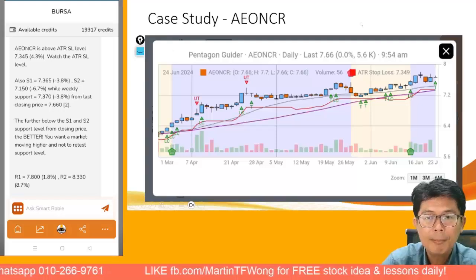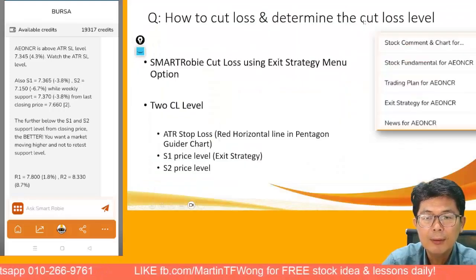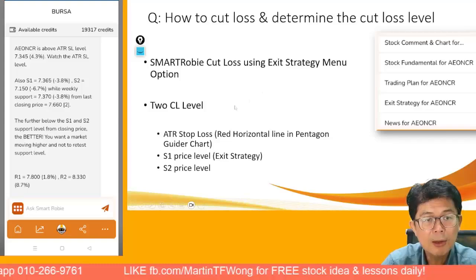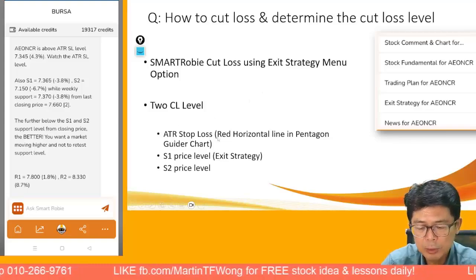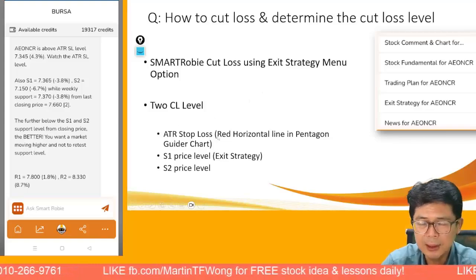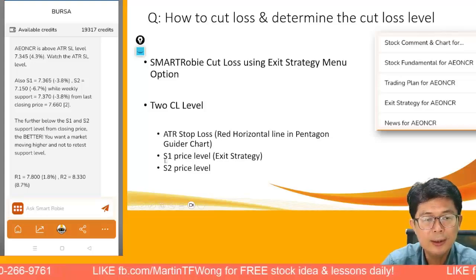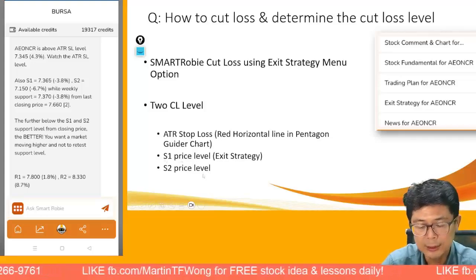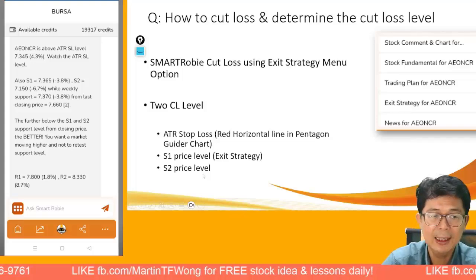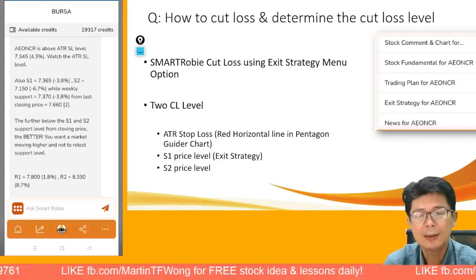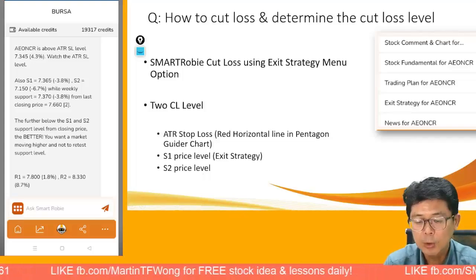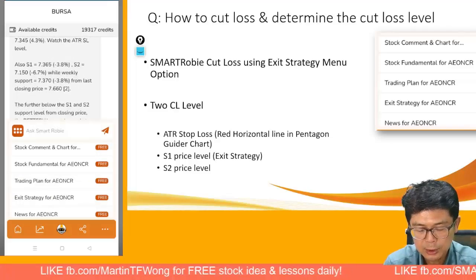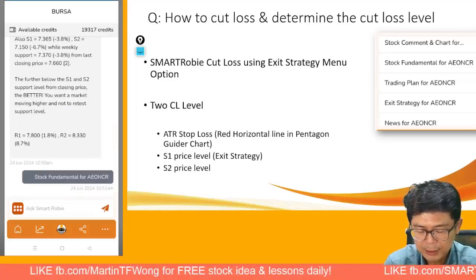Remember, we have two stop loss levels. The ATR stop loss, which is way further down, 734, while the market is only at 760, and the other two are S1 and S2 as your stop loss. That's the worst case of anything happening here. And of course, some of you may ask, what happens if I don't want to cut loss? Now, if you don't want to cut loss, please ensure the stocks that you have has fundamentals.